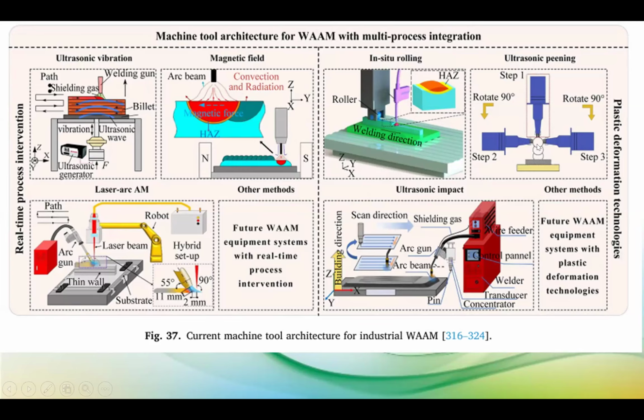Material diversity means normally in the WAM process, we make use of a single feed wire. That feed wire will be a single material. So normally in the WAM process, using the basic technique, we can build a single material only. But here they are suggesting some methods for improving the capacity of WAM for printing multi-material.